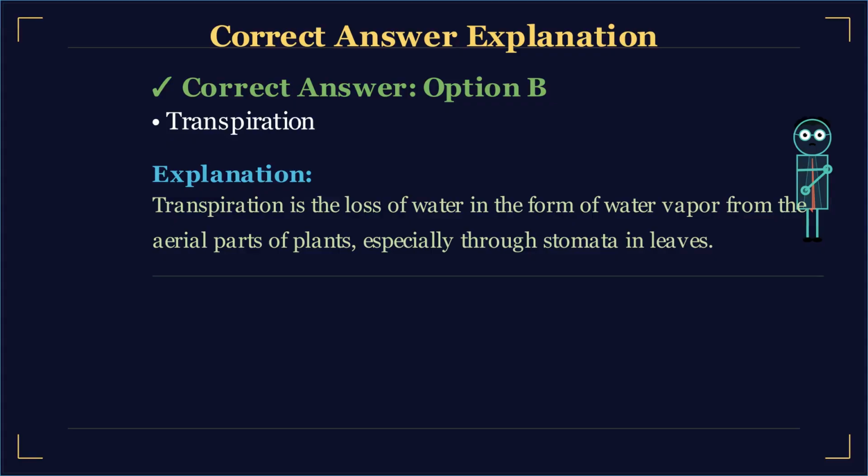Here's the explanation for the correct answer. Transpiration is the loss of water in the form of water vapor from the aerial parts of plants, especially through stomata in leaves.